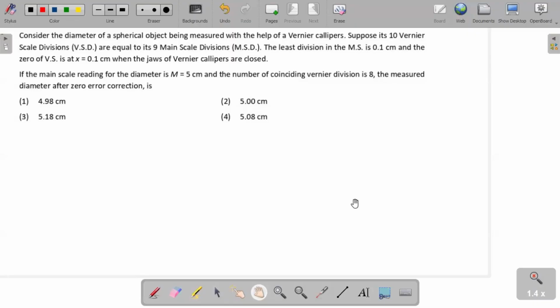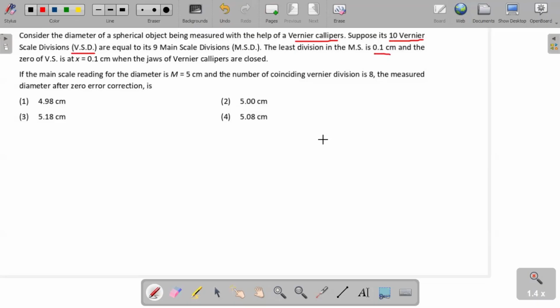Consider the diameter of a spherical object being measured with the help of a vernier caliper. Suppose 10 vernier scale divisions are equal to 9 main scale divisions. The least count of the instrument is 0.1 centimeter.